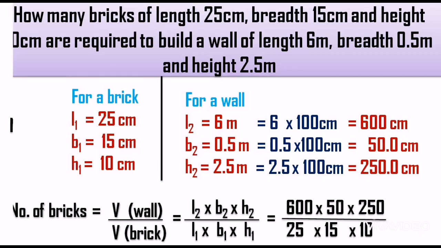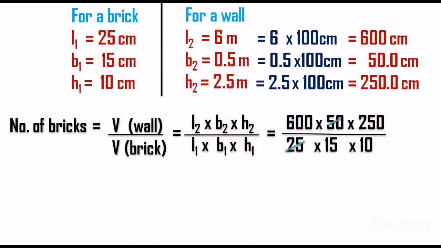We can cancel them. Now, if you observe, 25 and 50 can cancel each other. So we get 2 in the numerator because 25 2s are 50. After that, if you observe 600 and 15, in 15's table, 15 4s are 60. So when you divide 600 by 15, we get the answer 40.